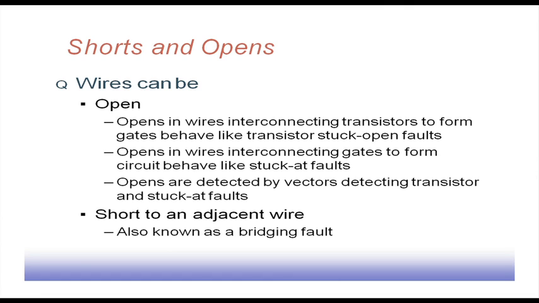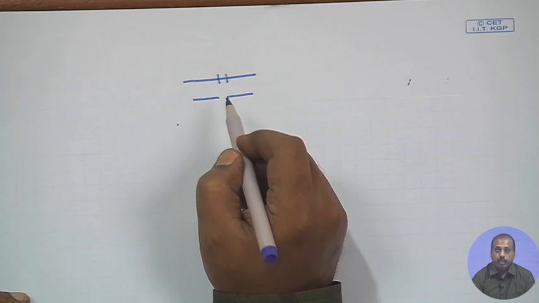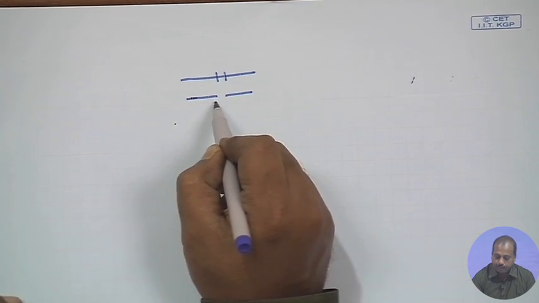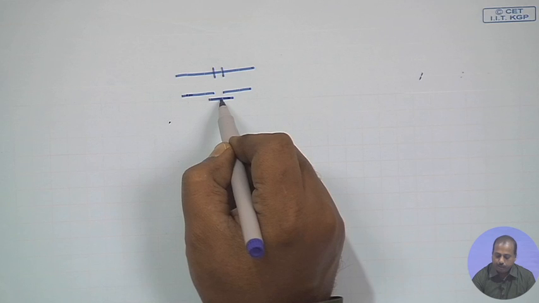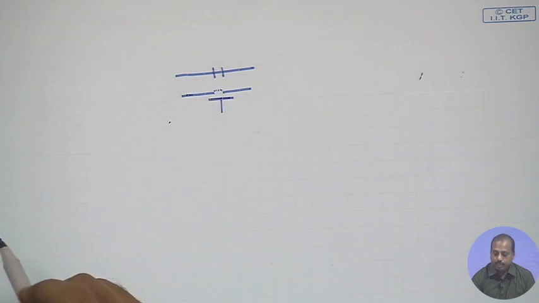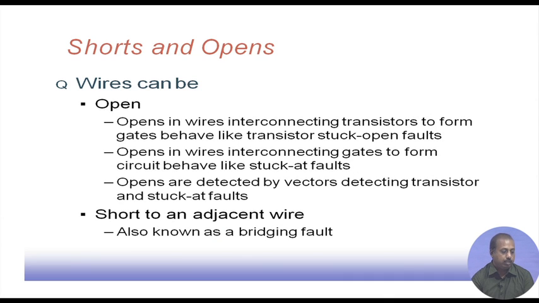For the wires, wires may be open or wires may be shorted. Open wire means the interconnecting opens in wires interconnecting transistors to form gates behave like transistor stuck-open faults. If a line is broken, say this is a wire and there is a break at this point, I have one part on this side and one part on that side. It can be modeled as a transistor fault, because if there is a gate here and I apply some gate voltage, then this channel will get established. As a result, this will behave as a transistor. So, we can say that opens in wires interconnecting transistors to form gates behave like transistor stuck-open faults.